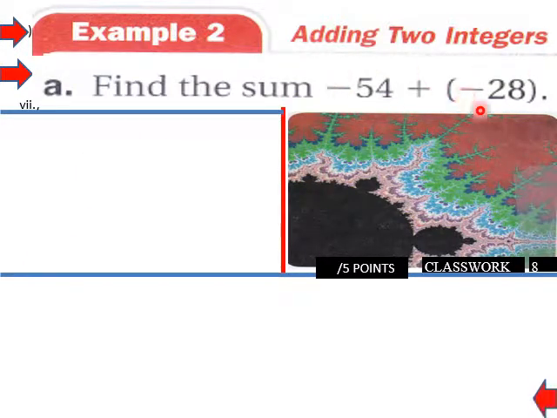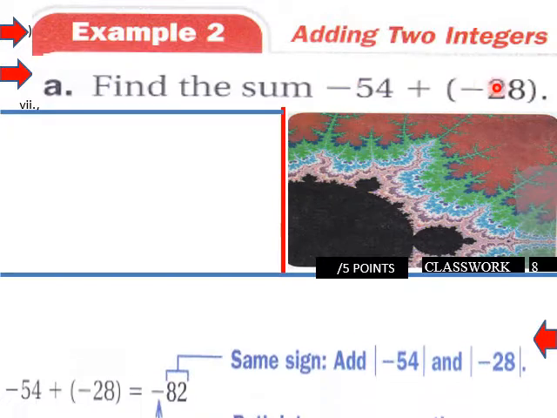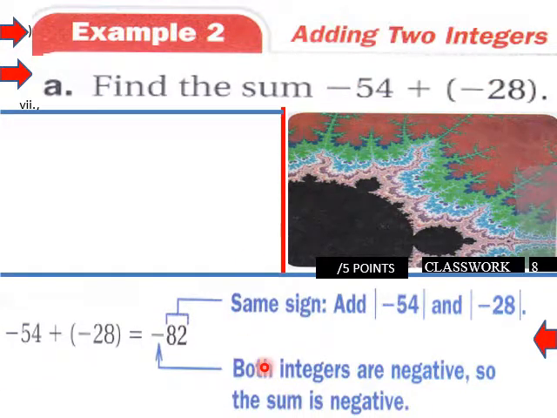We have these two integers here. So they're both the same sign, yes? So they have the same sign. We just add them together. 54 and 28 would be 82. Both signs are negative, so their sum would be negative for this as well.